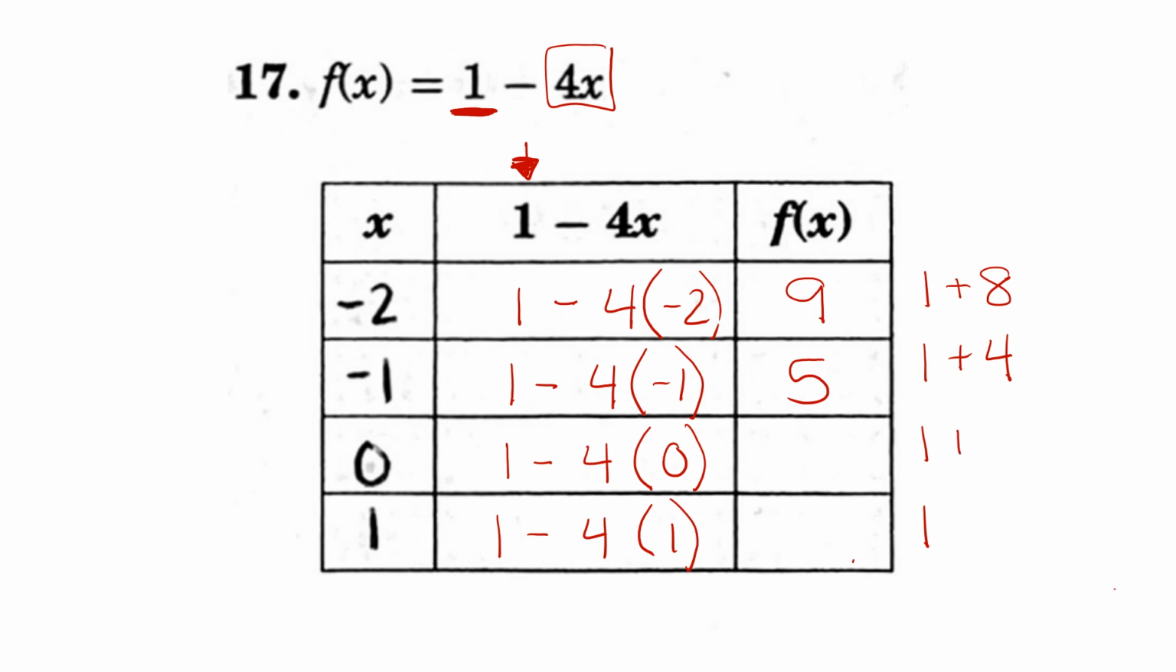Negative 4 times 0 is just 0. 1 plus 0 is 1. Negative 4 times 1 is going to stay a negative 4. 1 minus 4 gives us a negative 3.